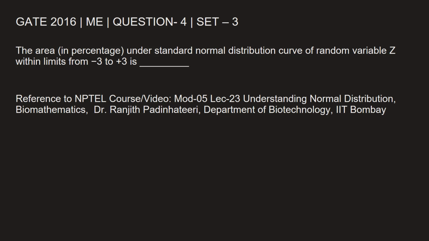This question is from GATE 2016 Mechanical Engineering Paper Set 3, question number 4. The area in percentage under standard normal distribution curve of random variable Z within the limits from minus 3 to plus 3 is.